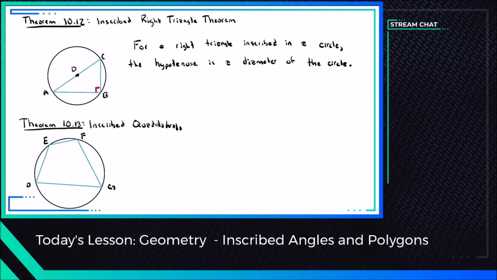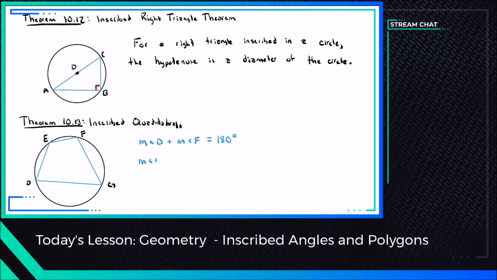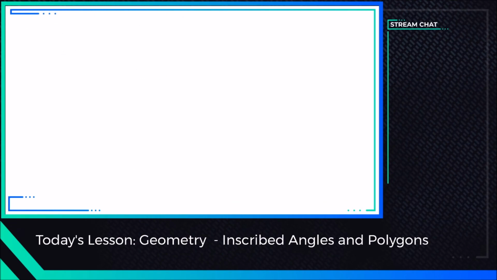The opposite angles of a quadrilateral are supplementary if you are inscribed. So we know that the measurement of angle D plus the measurement of angle F is equal to 180 degrees. And then the measurement of angle E plus the measurement of angle G is equal to 180 degrees. And with that, I want to go ahead and do two examples. On both of these examples, I just want to find our unknown variables.